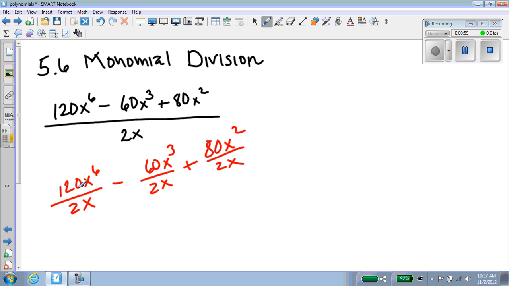So 120x to the sixth divided by 2x would be 60. 6 factors of x on the top, 1 on the bottom would be x to the fifth. 60 divided by 2, 30. 3 factors of x on the top, 1 on the bottom, so x squared. 80 divided by 2, 40. 2 factors of x on the top, 1 on the bottom, x.